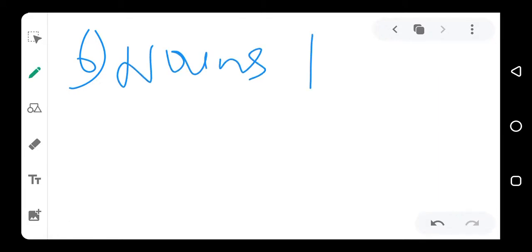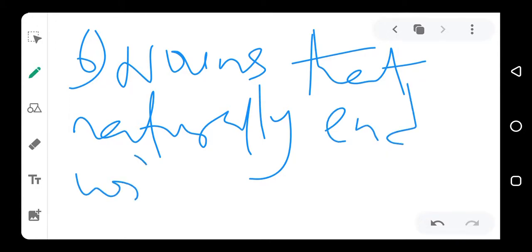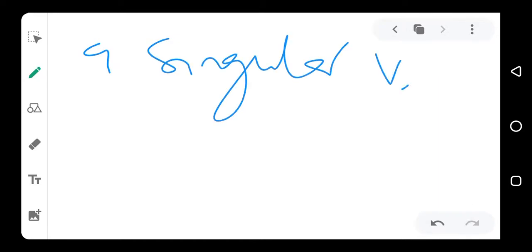Nouns that naturally end with s take a singular verb.